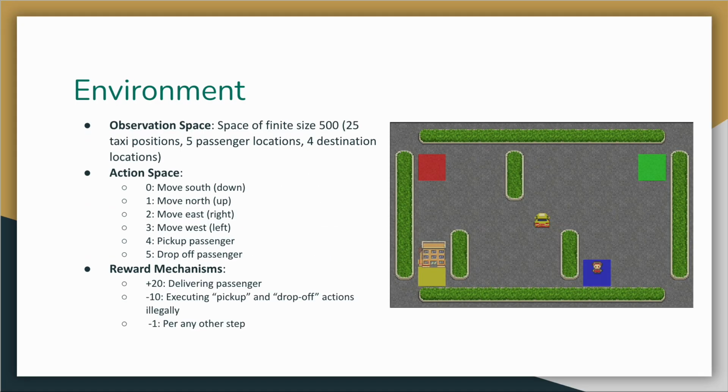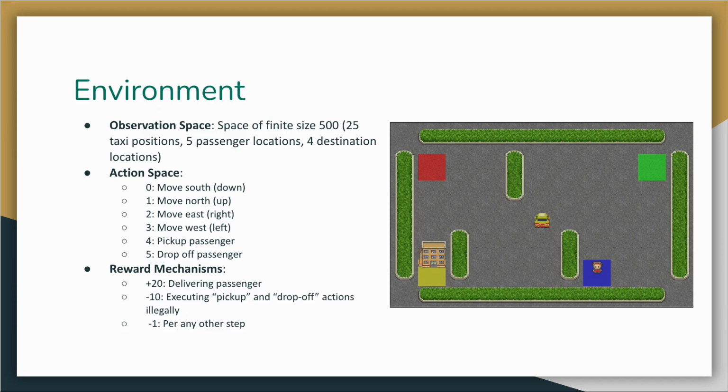In terms of the environment, just to describe the taxi simulation problem, essentially it's a space of finite size, size 500, given 25 taxi positions, 5 passenger locations, and 4 destination locations. Essentially the job of the taxi is to go to a passenger, pick them up, and take them to their desired destination. The action space for the taxi is to either move up, down, right, or left, pick up a passenger or drop off a passenger.